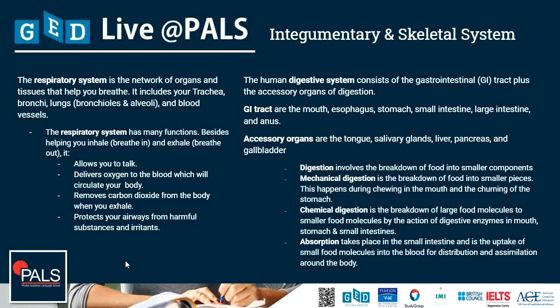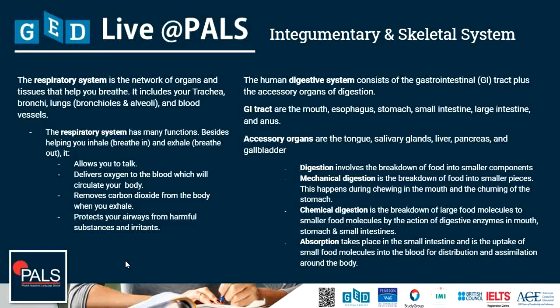Now, for sure these two have to work together. If mechanical digestion is somehow hindered, then chemical digestion will be affected. Mechanical digestion is really important because the smaller the pieces are, the larger the surface area is, and that means there is a larger surface area for digestive enzymes to actually break down the food.